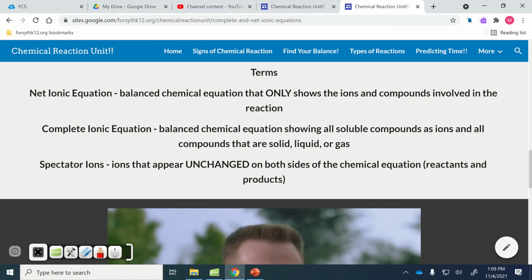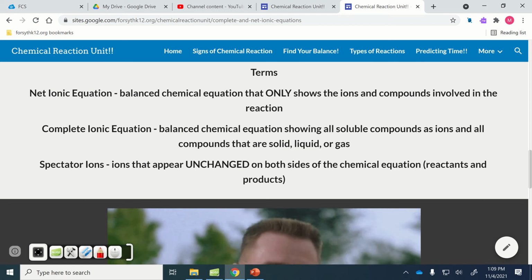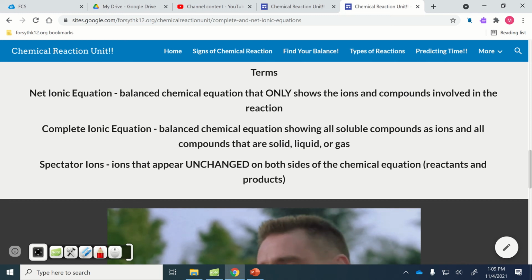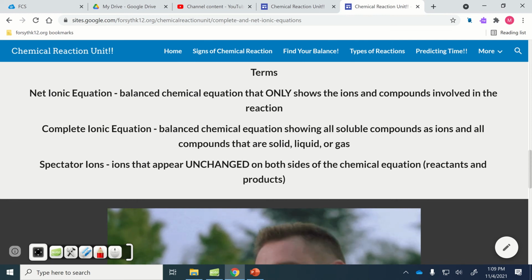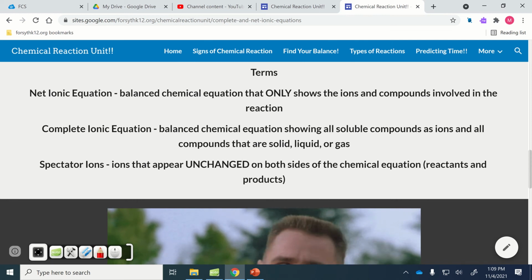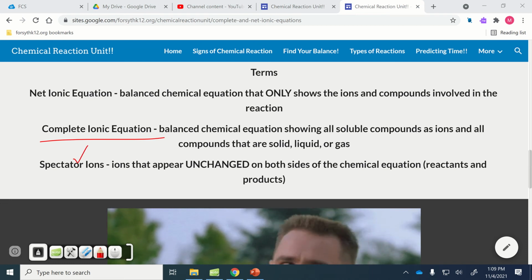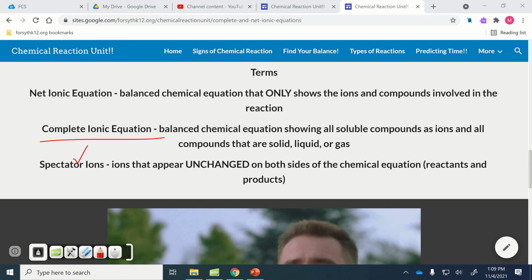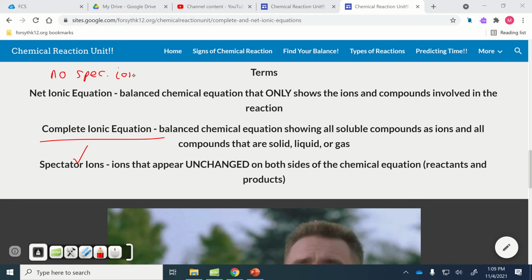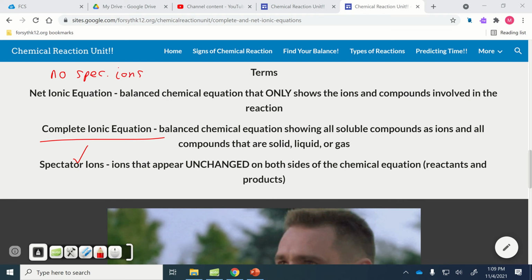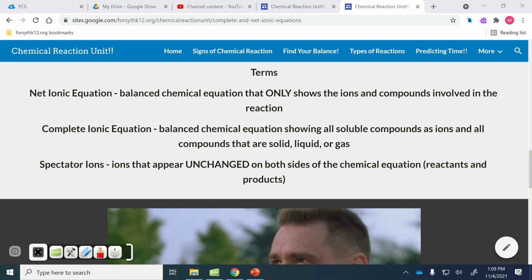So in net ionic, we cancel out any like ions, which is the definition of the last part. A spectator ion is an ion that appears unchanged on both sides of the chemical equation. So a complete ionic equation has spectator ions. A net ionic equation has no spectator ions. Okay? We eliminate those from the equation. So that's the difference between complete and net.